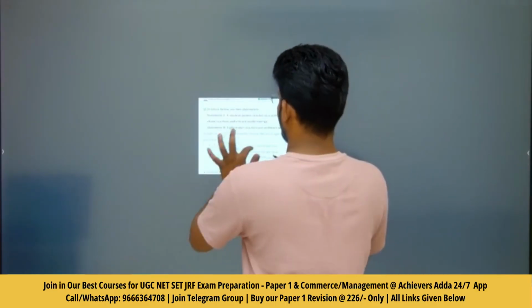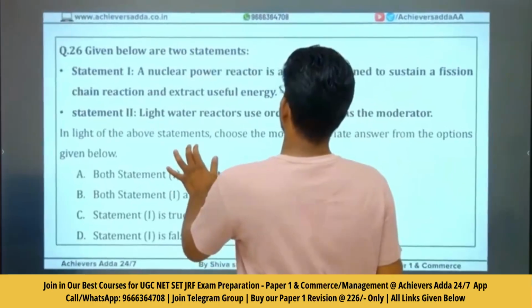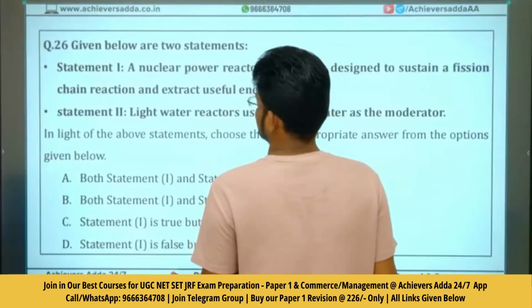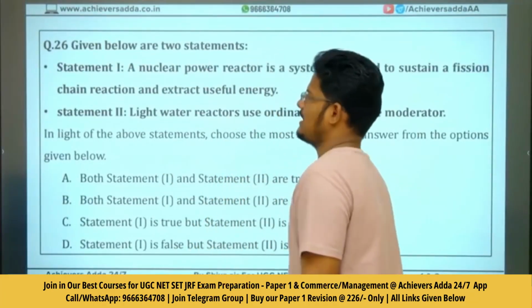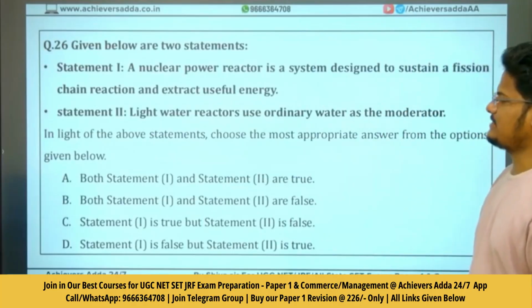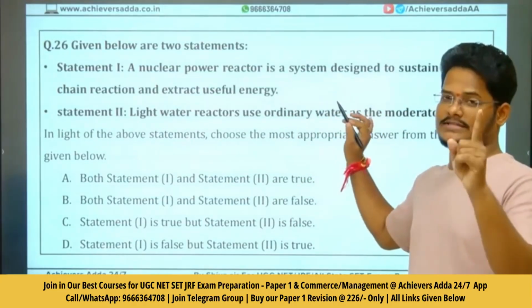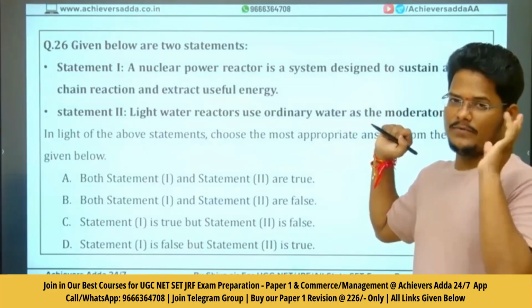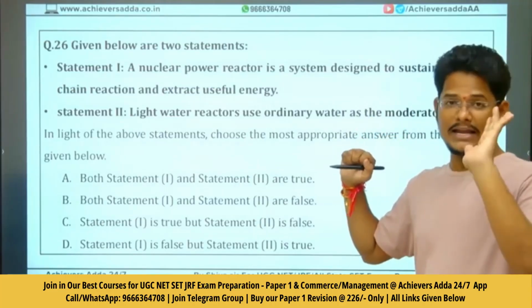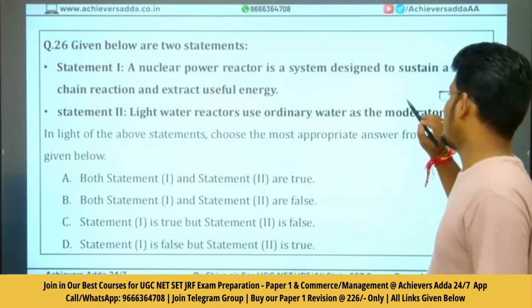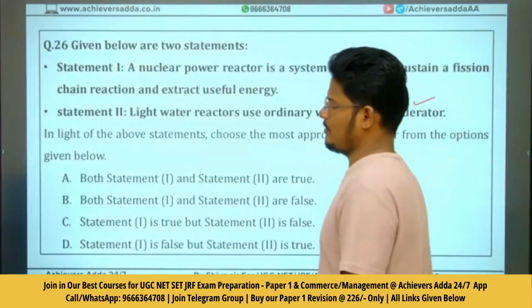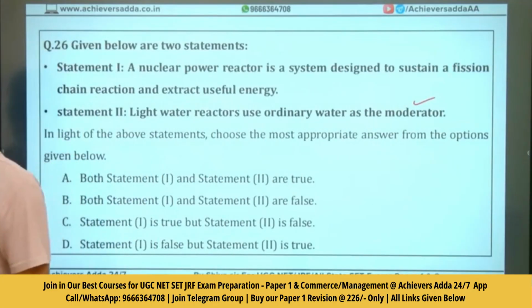Don't worry. A nuclear power reactor is a system designed to sustain a fission chain reaction and extract the useful energy. Light water reactors use ordinary water. Yesterday while telling, I informed that this question will come again. You should answer that one. As a moderator, ordinary water will be used in the light water reactor.